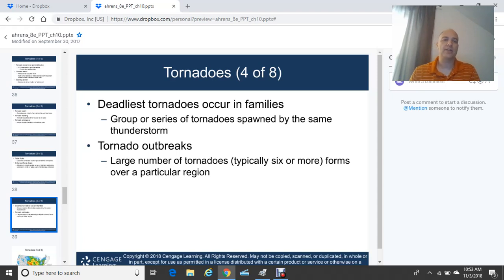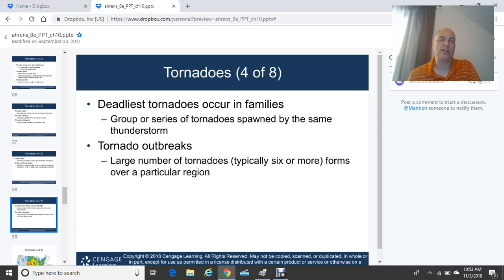Tornado outbreaks are classified as a large number of tornadoes, by the way, and they typically are 6 or more tornadoes that form over a particular region. So tornado outbreaks, we've had some famous ones. Take a look at some interesting tornadoes if you have a few minutes. Google the Tri-State Tornado of 1925.